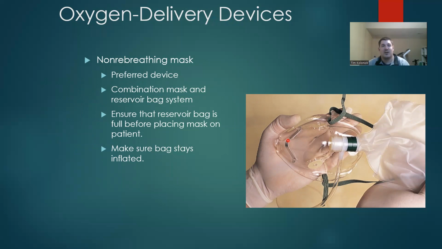Other devices out there, we've got your non-rebreather mask, right? It's got a nice little one-way valve so that you're not rebreathing. You fill this with oxygen. It's connected to oxygen, and you want to have the flow high enough that this reservoir stays inflated. Usually that takes between 12 and 15 liters per minute. Sometimes you can get away with 10 depending on how your patient is breathing. Not necessarily the preferred device anymore, but if someone's breathing very, very hard, you might need to use this one.